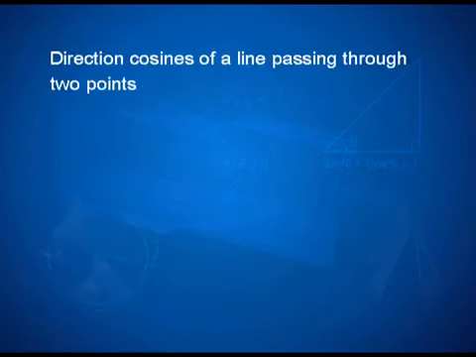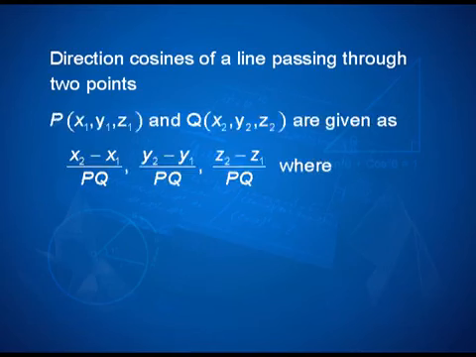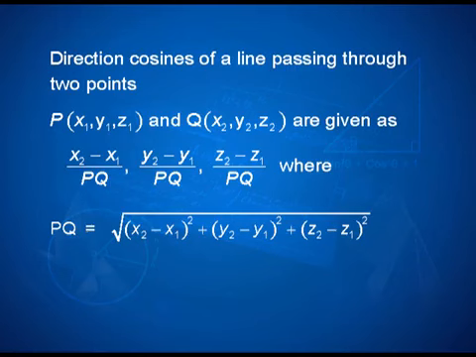Direction cosines of a line passing through 2 points is given by x2 minus x1 divided by the magnitude of the vector joining P and Q, that is distance PQ as well. Similarly, y2 minus y1 upon PQ, z2 minus z1 upon PQ. Now, these results will come in handy. I think now you are ready to try your hand at a very simple exercise.